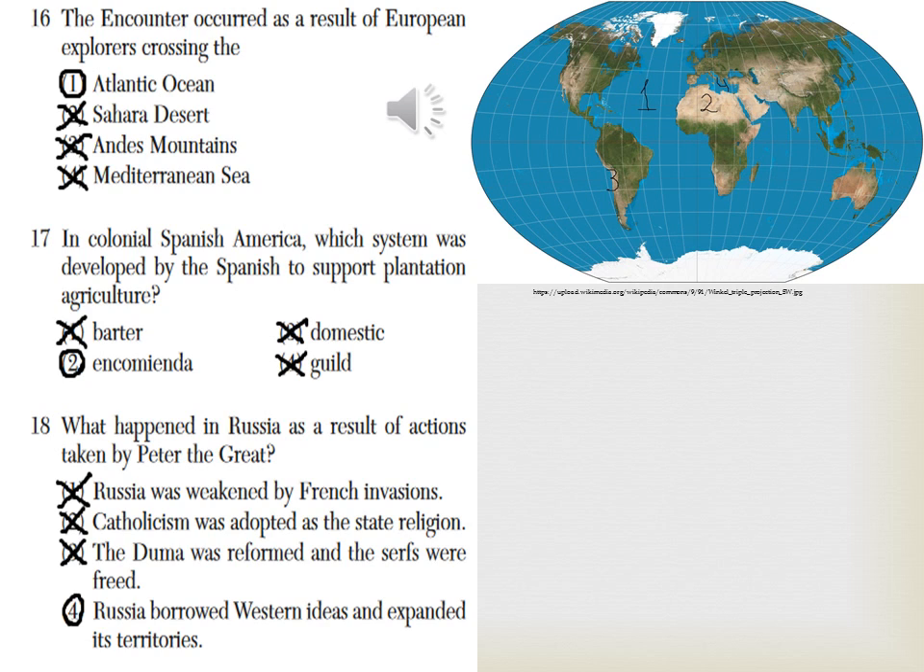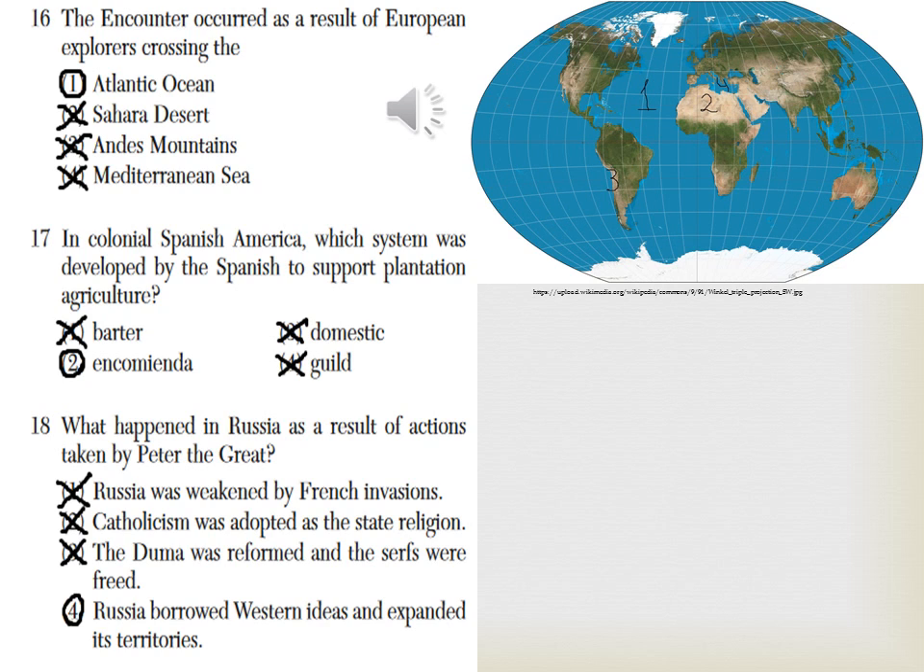Okay, so question number 18. What happened in Russia as a result of actions taken by Peter the Great? Is it 1. Russia was weakened by French invasions? No. Answer number 2. Catholicism was adopted as the state religion? No. 3. Duma was reformed and serfs were freed? No. It's 4. Russia borrowed Western ideas and expanded its territories. So what Peter did was, Peter was a very unusual leader in Russia because he looked at the West. He wanted to westernize Russia.